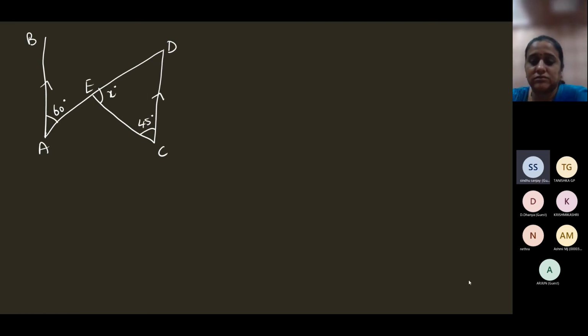Ma'am? Yes, Sanjay? Ma'am, near D we should mark angle A. Correct. Reason? Ma'am, because 60 and angle A are alternate interior angles. Correct, they're alternate interior angles. Then what's the measure of x? Ma'am, 1 minute.